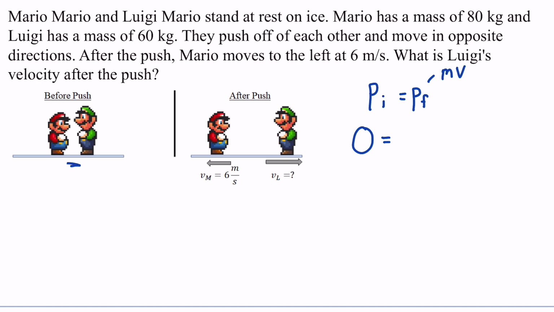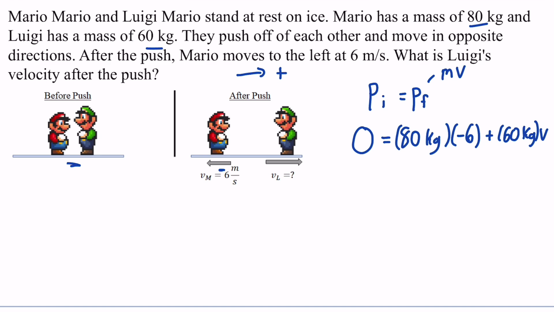Now I have to pick a positive direction here. So I'm going to say to the right is positive, which means that after the push, Mario's velocity will be negative since he's traveling to the left. So I'll write the mass of Mario, which is 80, times his velocity, which is -6, plus the mass of Luigi, which is 60, and I'll just call his velocity v, and those have to add to 0. When I solve that, I'm going to get positive, which means he's moving to the right, 8 meters per second.